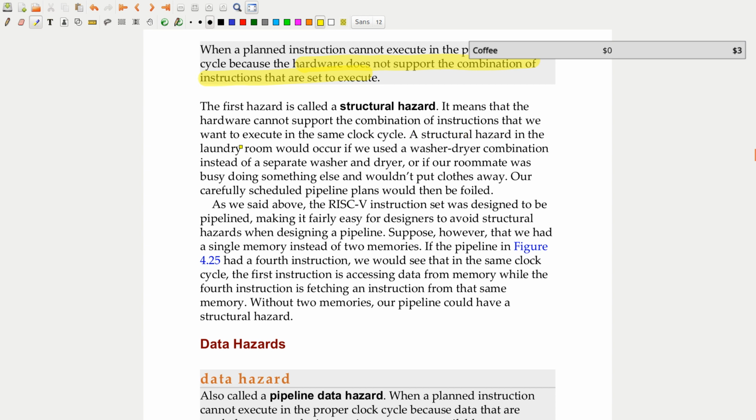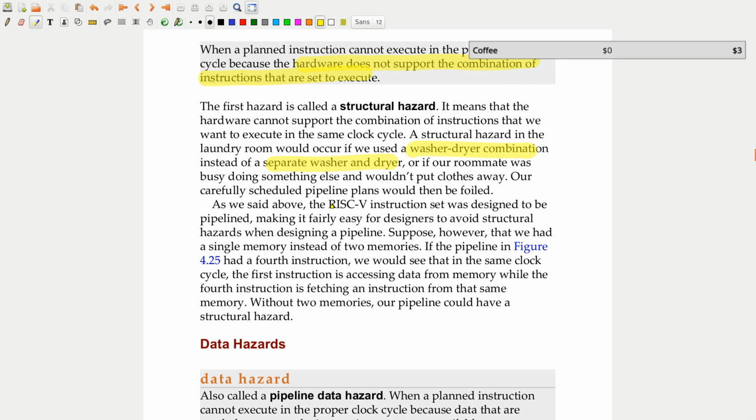A structural hazard in the laundry room would occur if we use the washer-dryer combination instead of a separate washer and dryer. So if we had one machine that did 2 tasks, we can't use them both concurrently for different tasks.